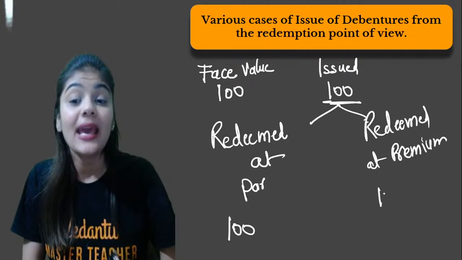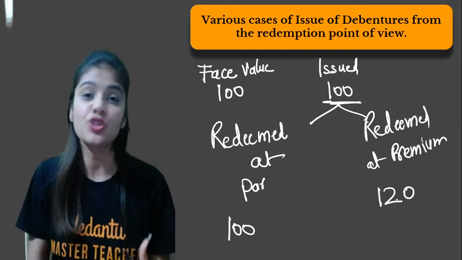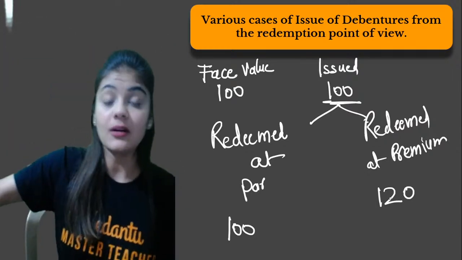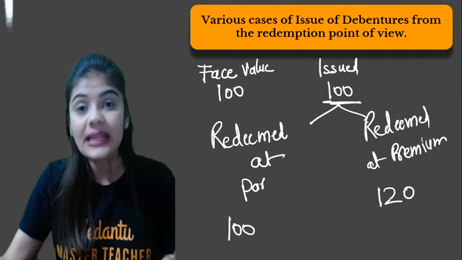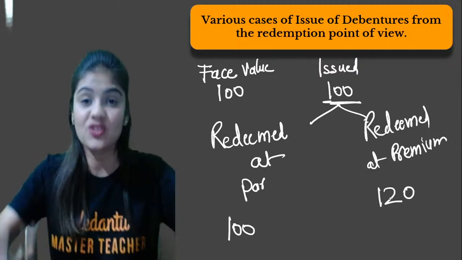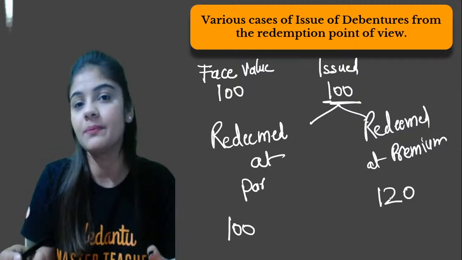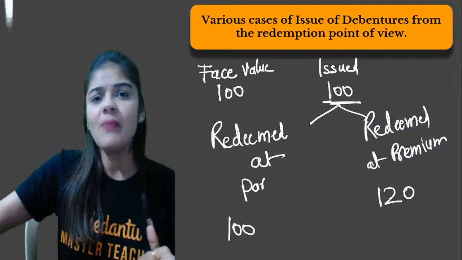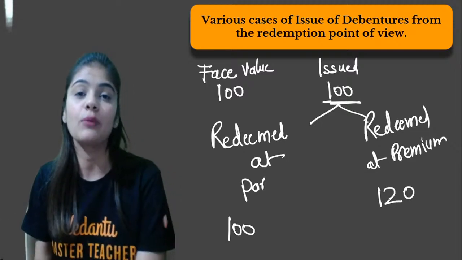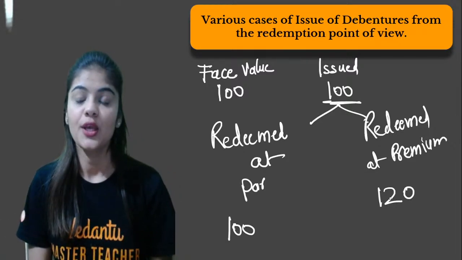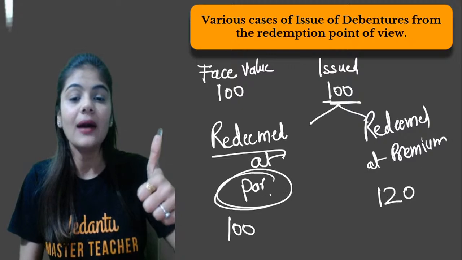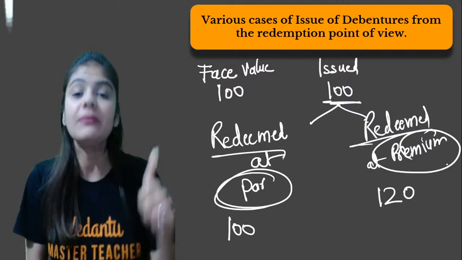We have to pay 120 in future. The face value is 100 rupees, but after 10 years, you have to pay 120 for one debenture. So you have to pay 20 rupees extra, and that is premium. If you have to pay any extra amount at the time of redemption, that is premium at the time of redemption. So it is very important to understand that debentures can be redeemed either at par or at premium.